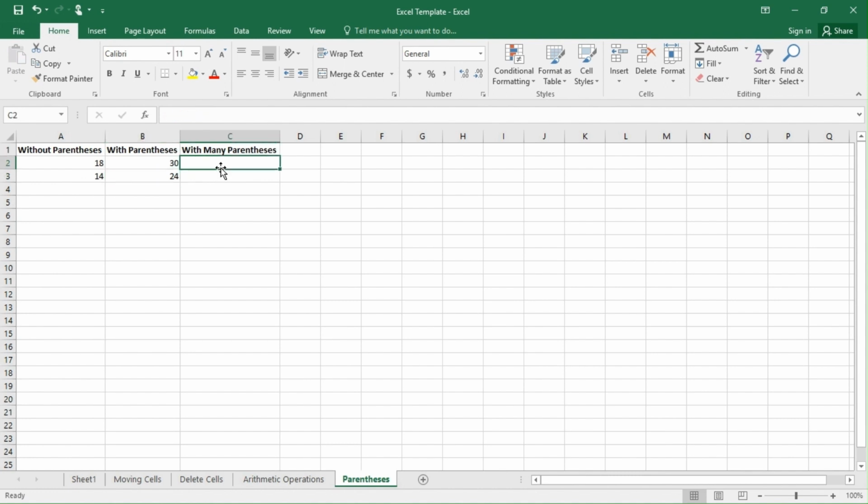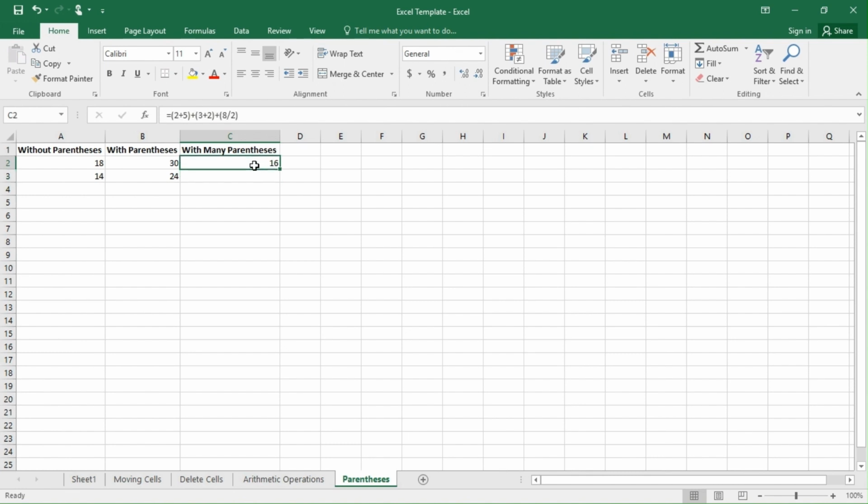Let's try with many parentheses. 8 divided by 2 plus (2 plus 5) plus (3 plus 2). Now we have 16.